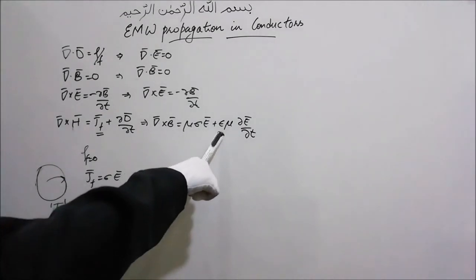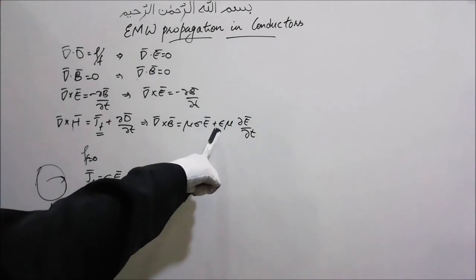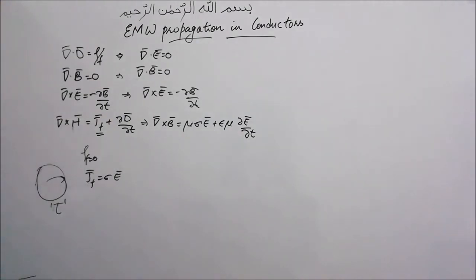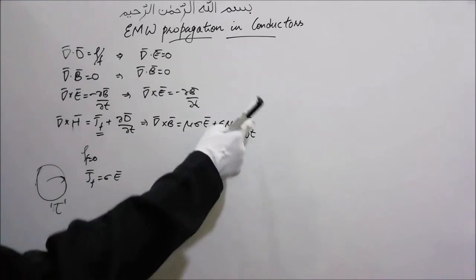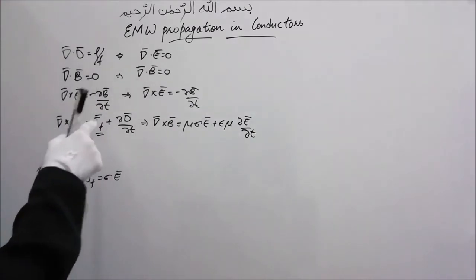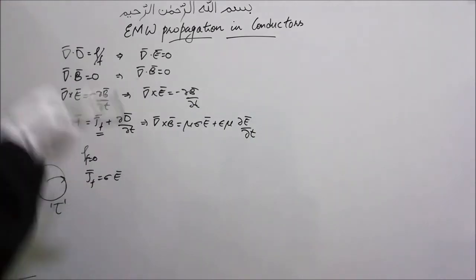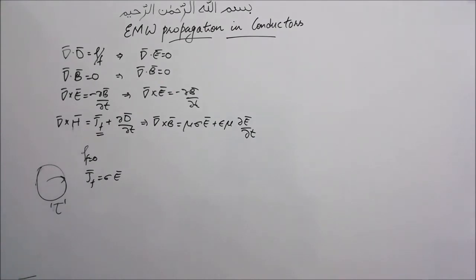Here epsilon is the electrical permittivity of the conductor or the material, and mu is the magnetic permeability of the medium. So if we put sigma equal to 0 here, we will get only epsilon mu del E bar by del T. That would mean that J free equals 0, and we will go back to the dielectric material. That will be the equation for the dielectric material.